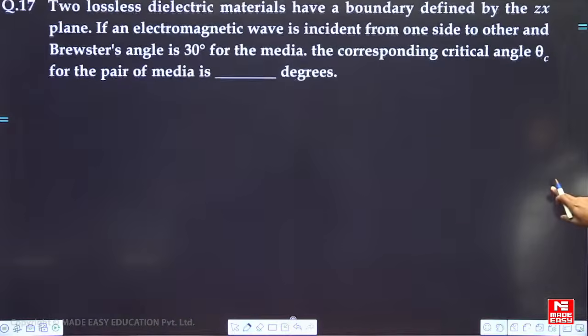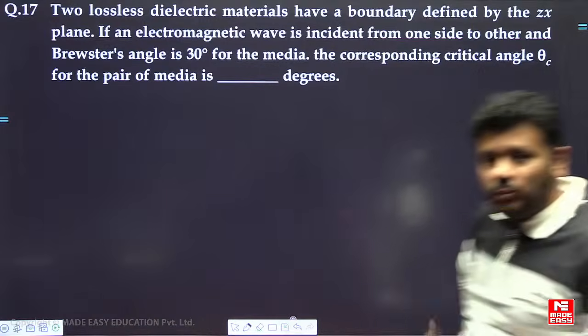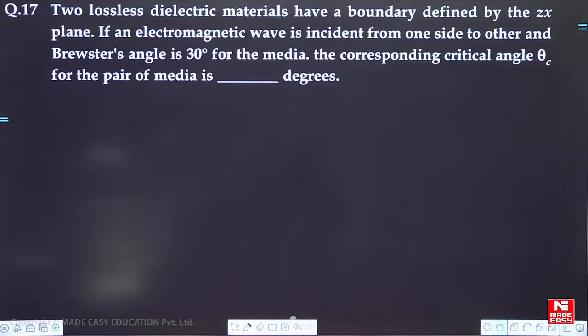Question number 17. Two lossless dielectric materials have a boundary defined by the zx plane. If the electromagnetic wave is incident from one side to the other and the Brewster angle is 30 degree for the media, the corresponding critical angle for the pair of media is how much degree? I will give you 1 minute to solve this question. Try this question.